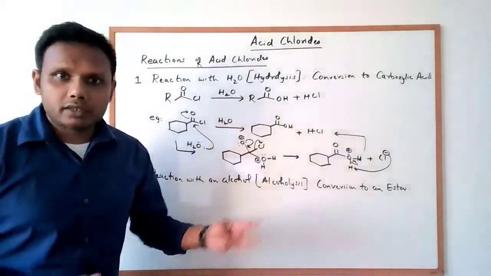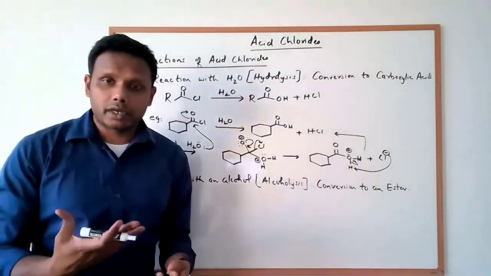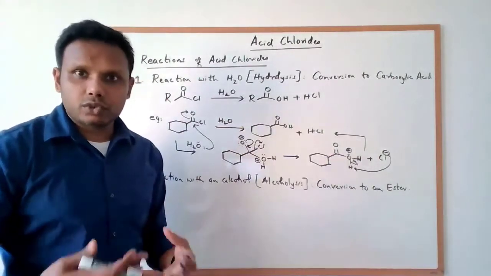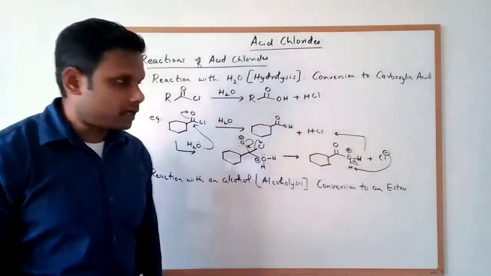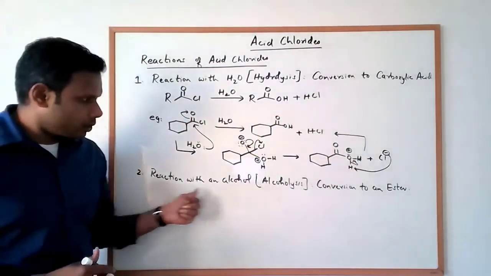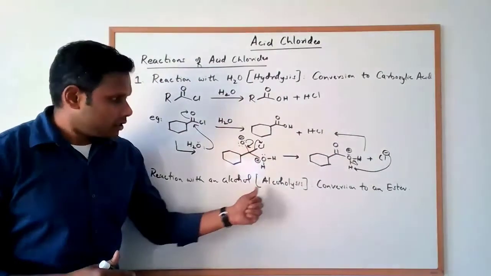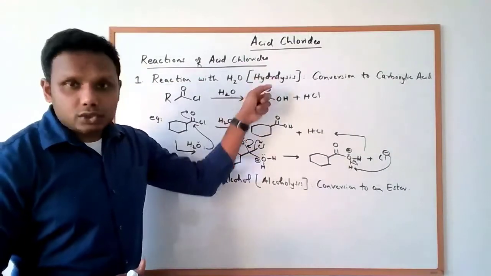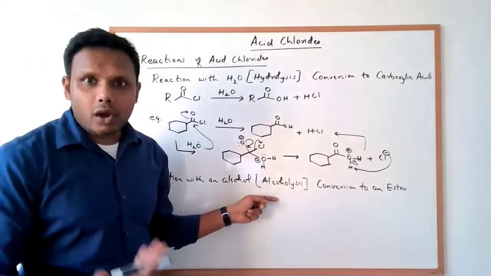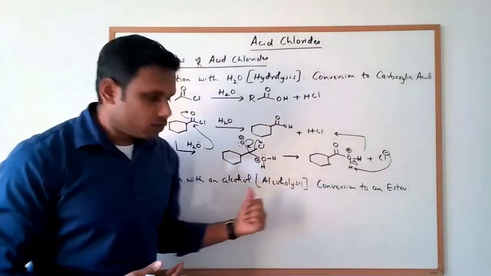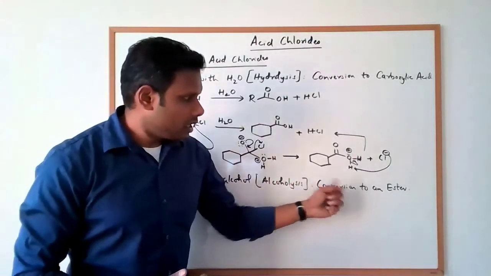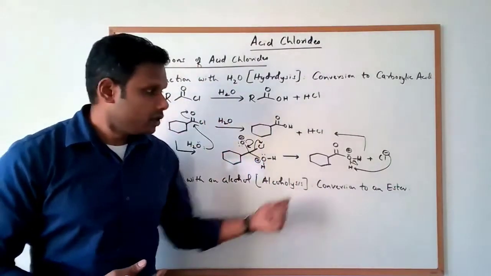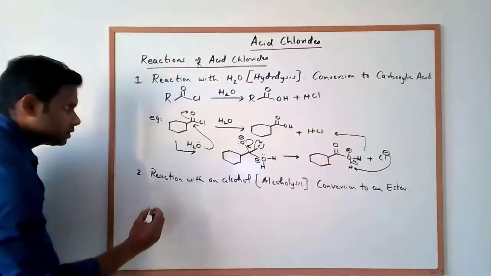This is a very violent reaction, and acid chlorides would just spontaneously react with ambient moisture in the air, and they would slowly decompose to the carboxylic acid. Now, similarly, acid chlorides can react with alcohols, and this reaction, synonymous with the hydrolysis, is called an alcoholysis. What this reaction does is it converts the acid chloride to an ester. So you're converting one carboxylic acid derivative into another carboxylic acid derivative.